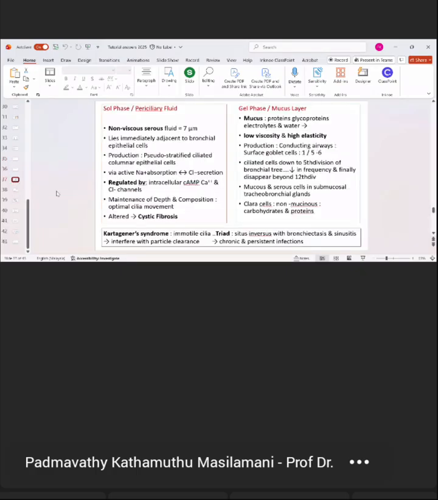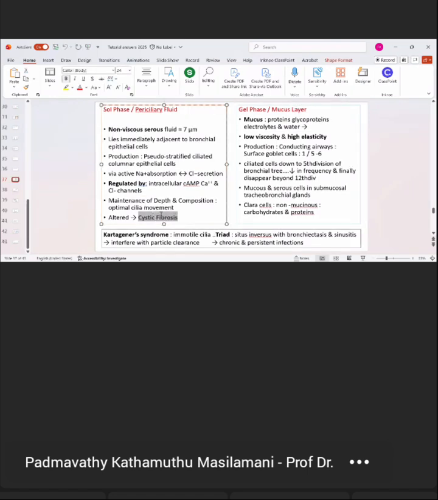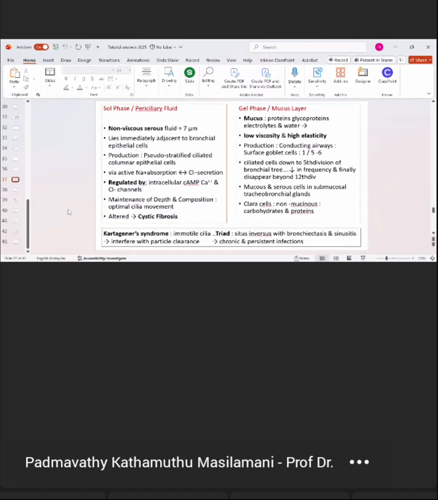Okay, so the respiratory pathway. You have different diseases, right? Cystic fibrosis is one. That is affecting the secretions, right? So that will cause obstruction of the airways. So that will affect the ciliary functions. So that is also one of the important questions.